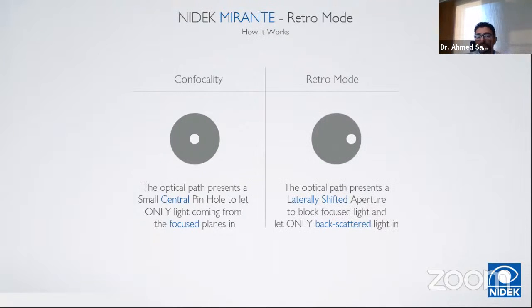So we are shifting this hole to the right or to the left, or actually to the center. Our objective is to collect only the backscattered light. We don't want any laterally shifted or focus light in our picture. Why is that? Because this will provide me with a 3D image of the morphological changes on the front surface of the cornea, as we will see, the surface of the retina.